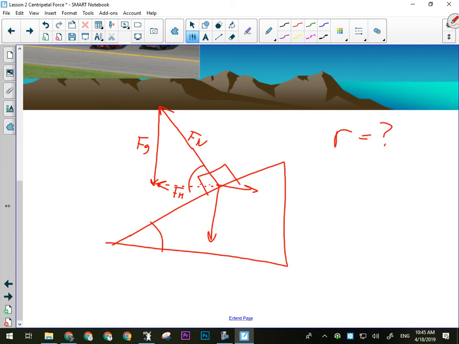Now, we're not talking about an extreme bank. No interchange is going to have a bank that's a double-digit number. 9 degrees doesn't seem like much, but 9 degrees is really steep. If you were just sitting on a 9-degree incline, it would feel steep, and you'd be likely to slide down it. So we don't bank things a whole bunch.